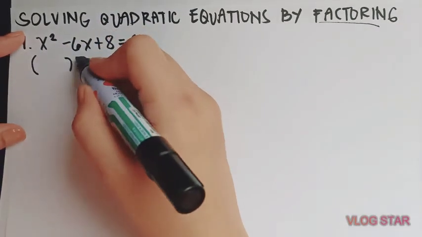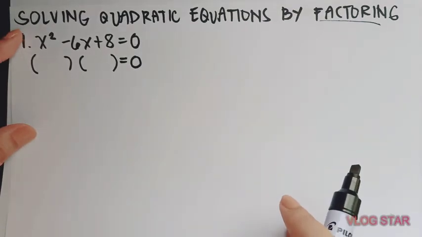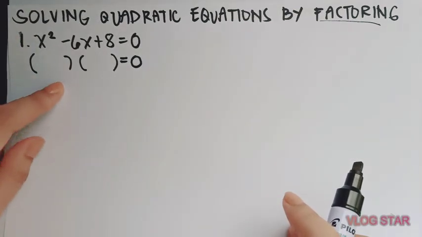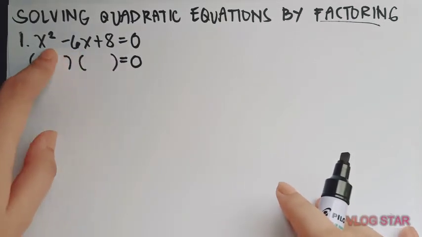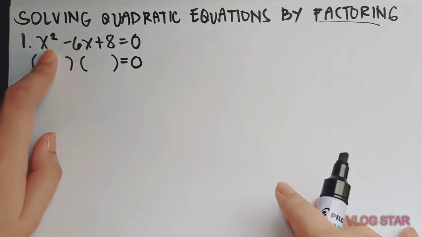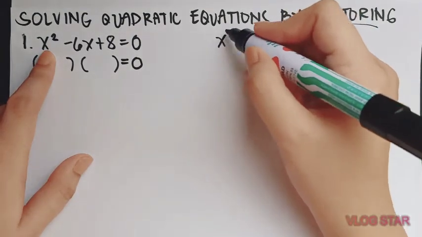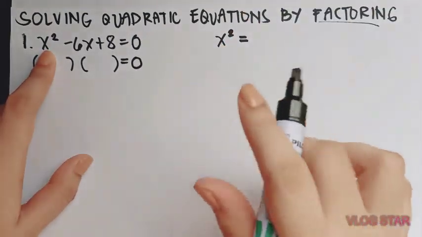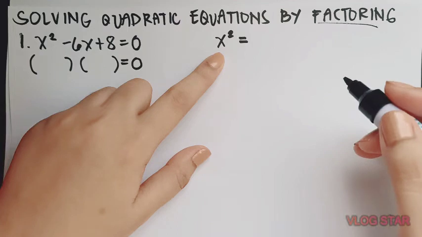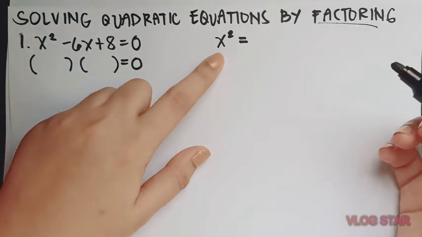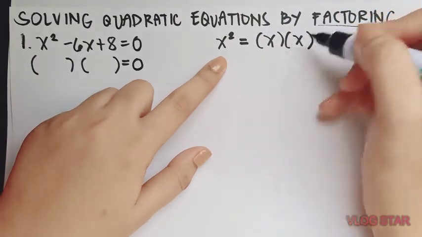Now, let's have parentheses times parentheses equals 0. So what are the numbers or the terms that we have to write inside the parentheses? Going back to the equation, we have to look for the first term, ax squared, and that is x squared. Now, let's look for the factors of x squared. When we say factors, we have to think of the numbers or the terms that when we multiply to each other will give us x squared. And these are x times x.